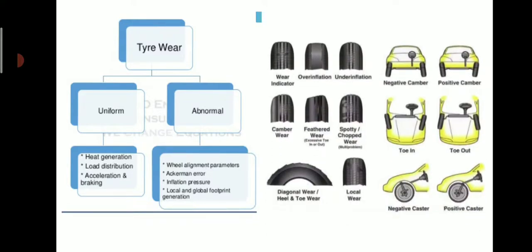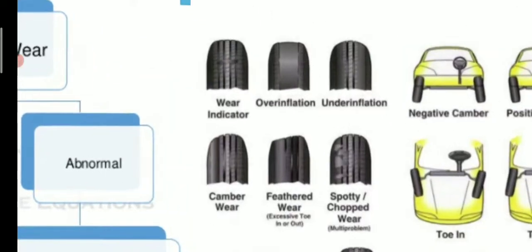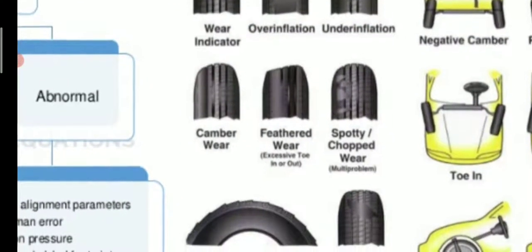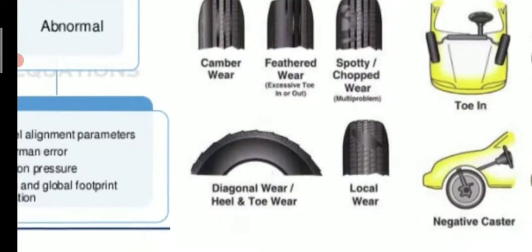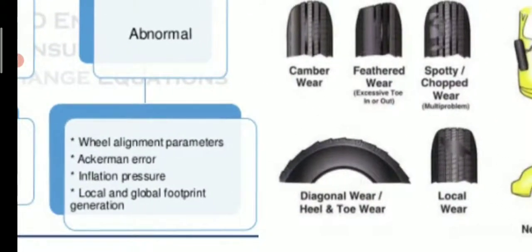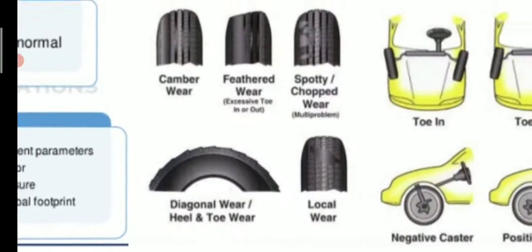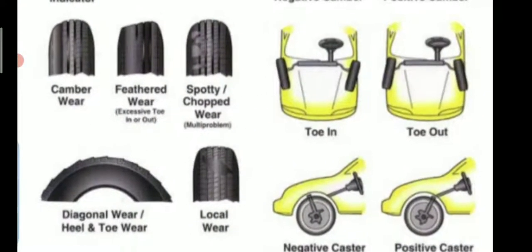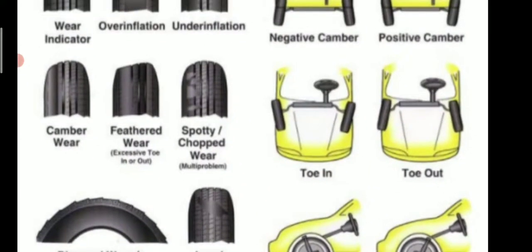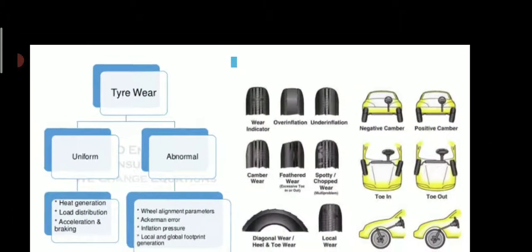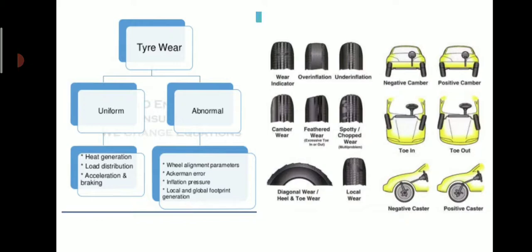These are the figures for uniform tire wear and abnormal wear. On the left hand side: uniform wear indicator, over inflation, under inflation, camber wear, feathered wear. These are some of the examples of uniform type of wear, and this is abnormal wear because of toe in, toe out, negative caster, after that negative and positive camber. So this way the tire wears are classified.